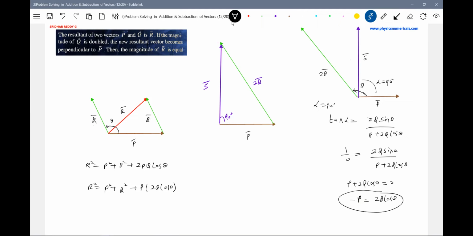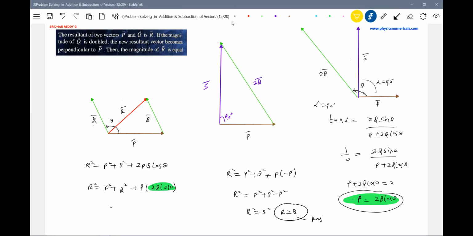Where am I going to use this? I'm going to use this in this equation. So finally, what do I get? Substituting this here, R square equal to P square plus Q square plus P times minus P. So R square equal to P square plus Q square minus P square. This will cancel out. R square equal to Q square, R equal to Q. This is our answer. You must have patience to draw the diagrams. That's what I feel.